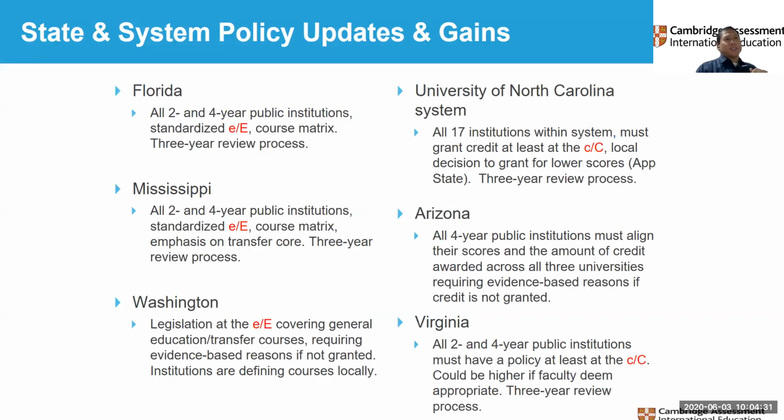Just to share with you, these different states and university systems in the US have officially submitted their recognition of AS level and A levels, and with that, they provide the indication as to what kind of credit should be given for those with these two qualifications. This would include Florida, Mississippi, Washington State, University of North Carolina system, Arizona State, as well as Virginia.